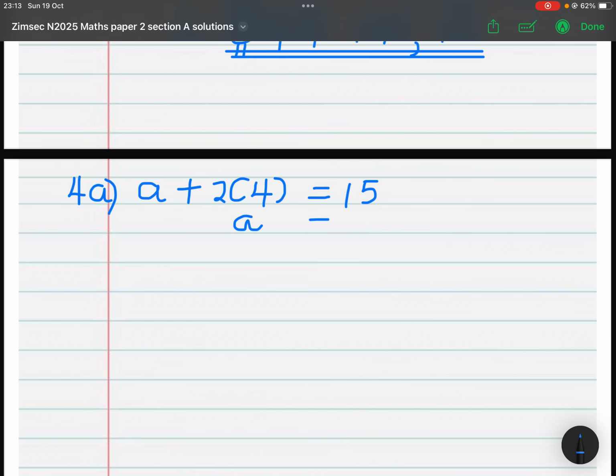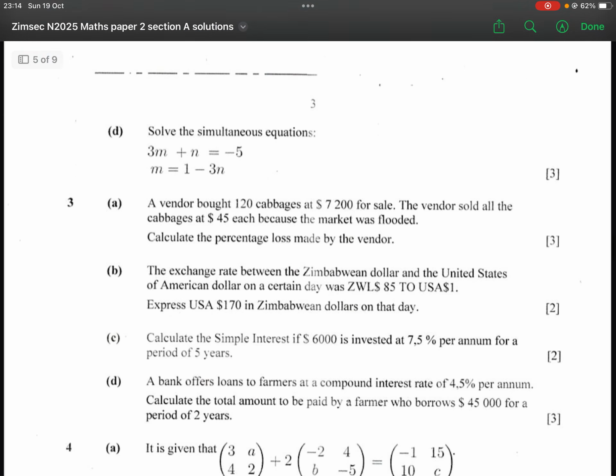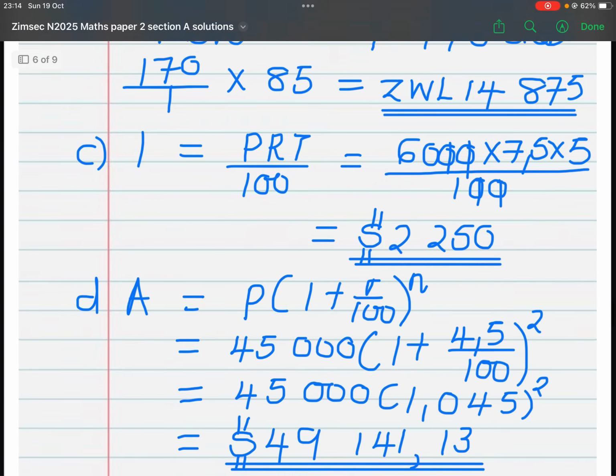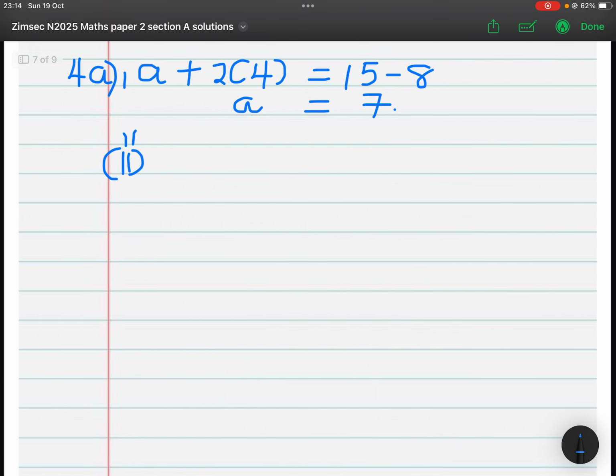And then we need to make a the subject of formula. We shift 8 to the other side. It is going to be subtracted. So 15 minus 8, we get our a is 7, right? Let us see the next part of the question. This was part 1. We are now on part 2. So part 2, it is reading, we are required to find b. So if we say 4 plus 2b, we are required to get 10. So let us write this equation down.